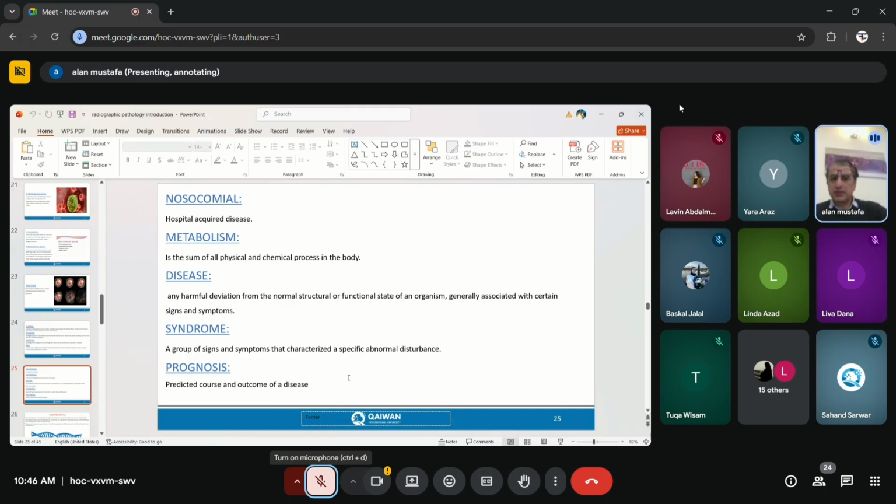So the prognosis is what we think about the disease. What are the predicted course? So cancer has bad prognosis. Flu has a very good prognosis.